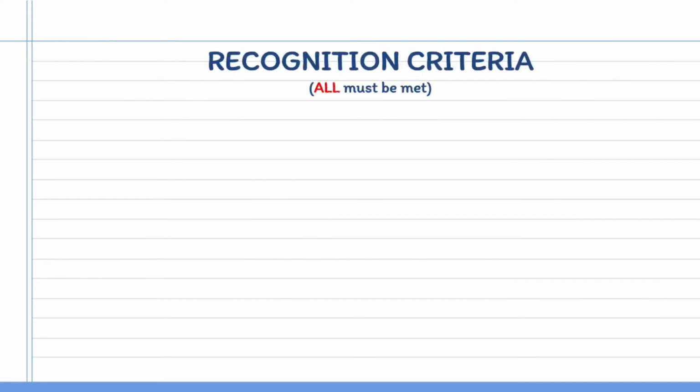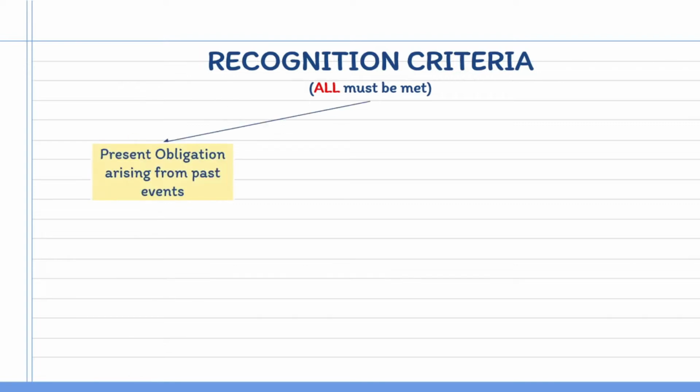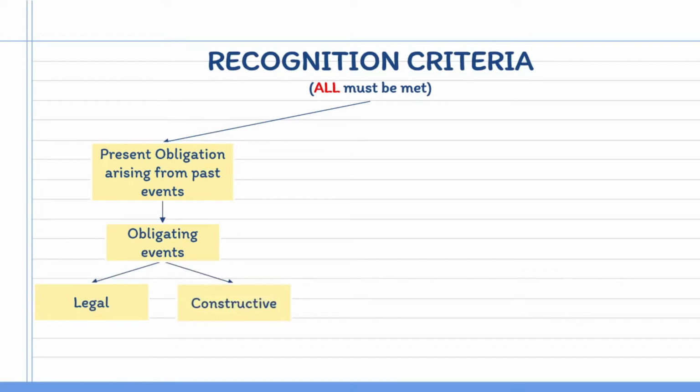Next, how do we recognize a provision? Para ma-recognize as a provision, dapat lahat ng criteria na to ma-meet. The first criteria is, kailangan yung entity may present obligation arising from past event. Present obligation meaning it is a liability at the end of the reporting period that we need to recognize. Present obligation arising from past events creates obligating events. It is either a legal or constructive obligation. Pag legal, it results from contracts or by operation of law. Pag constructive naman, it results from an entity's actions like past practices.